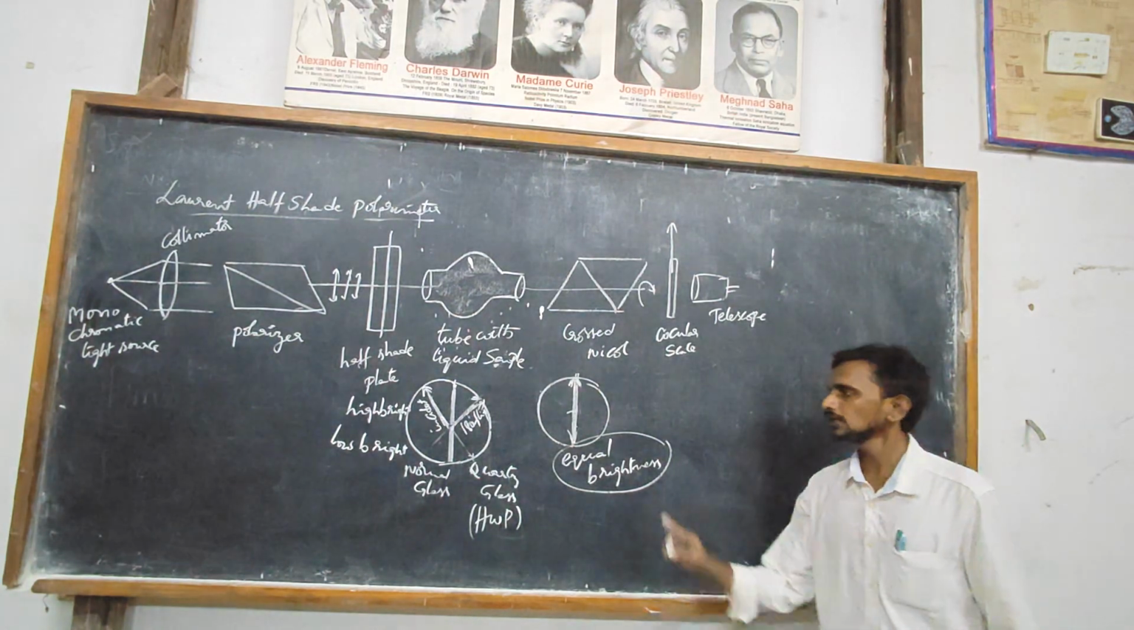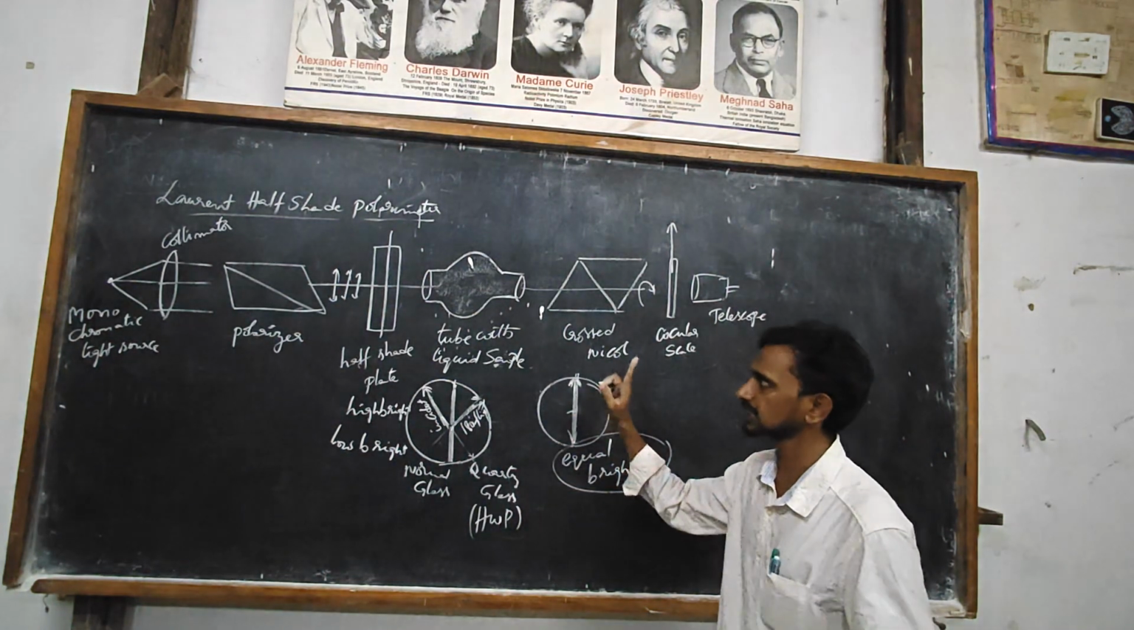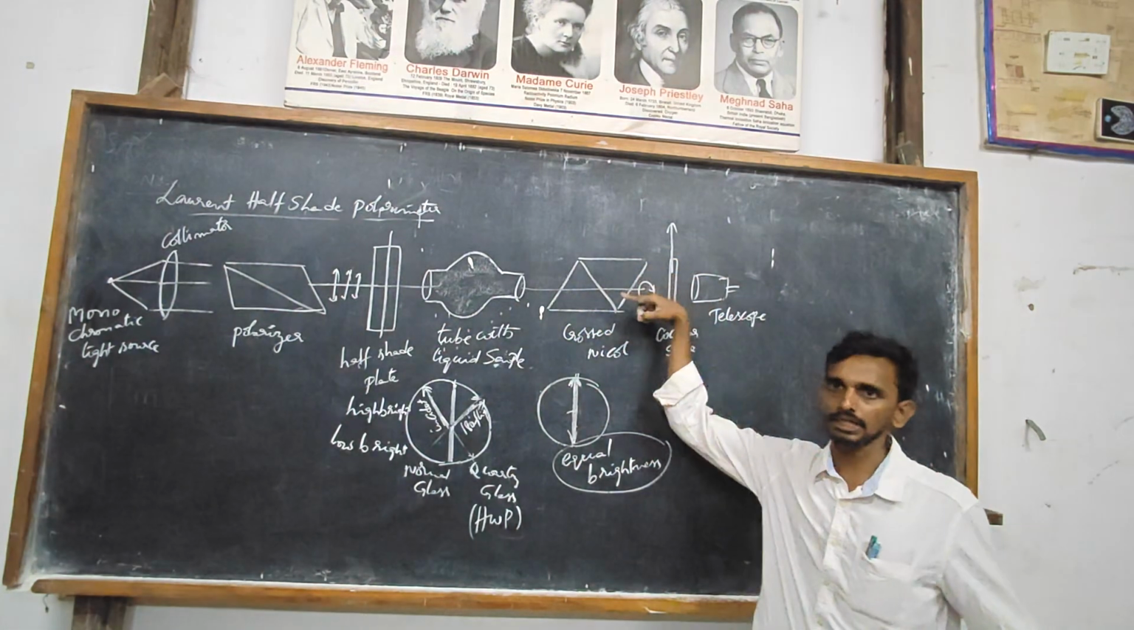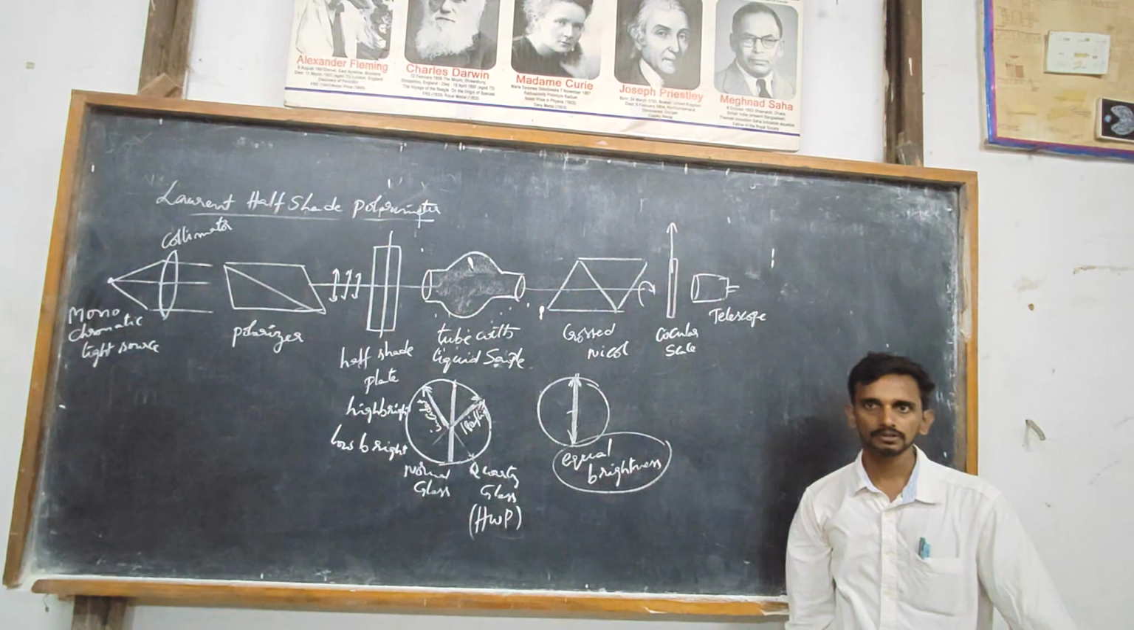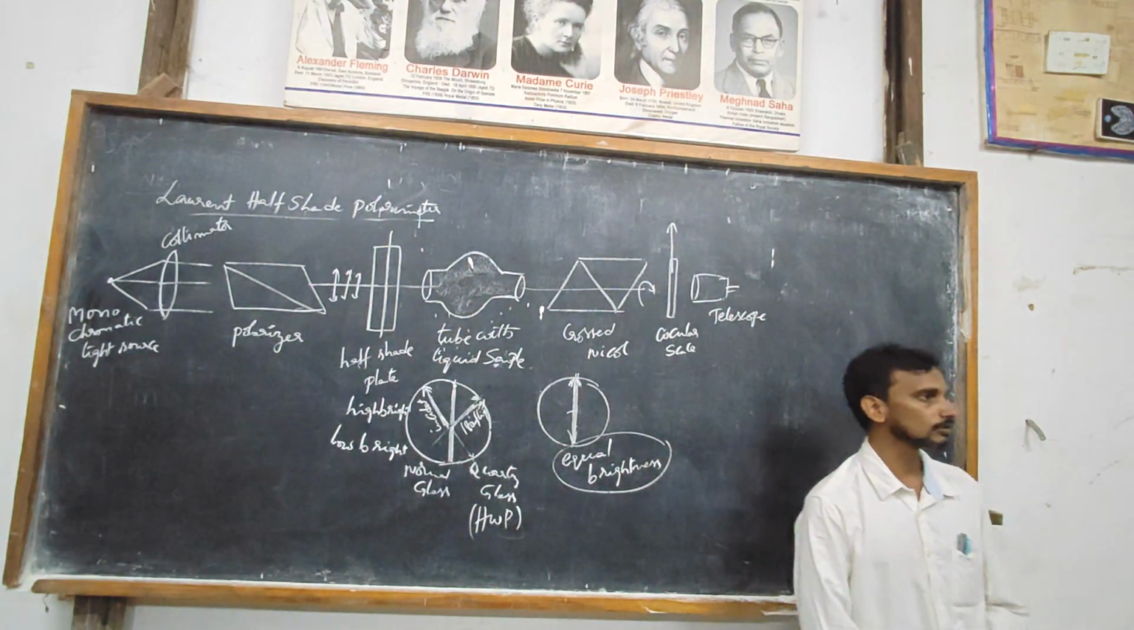So this ensures the incident direction is exactly vertical. Then you can set the cross nicol 90 degrees with respect to the half shade plate. So then your calculations or your measurements will be perfect.